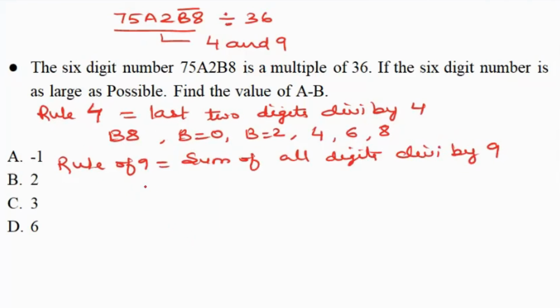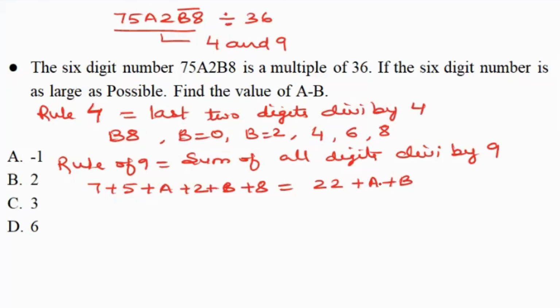So if we go with that, when we add all the digits of this particular number, 7 plus 5 plus A plus 2 plus B plus 8, we will be getting 22 plus A plus B. So this whole number will be divisible by 9. So what can we put at the place of A plus B? 9 3s are 27.